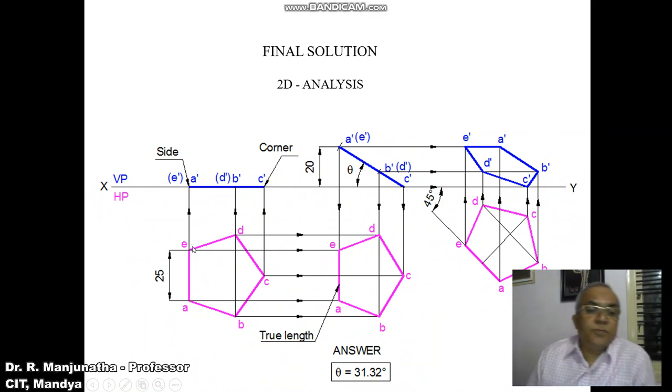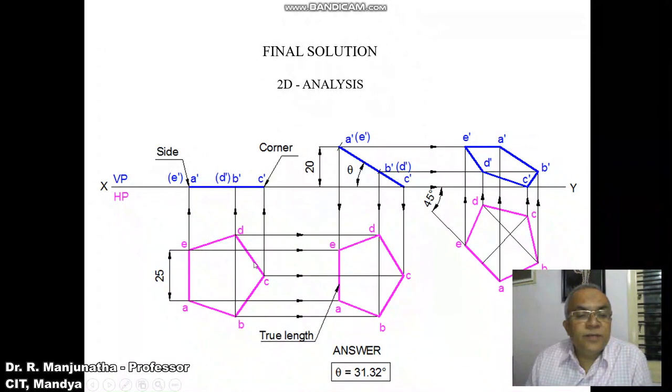So then draw a vertical projector from A and E to the XY line, and draw a vertical projector from B and D to the XY line, and draw a vertical projector from C to the XY line. And then, as you see from the front view, ABC is near to the observer, so A dash, B dash, C dash is visible, and D and E is away from the observer, so D dash and E dash become invisible. So one end is a side. How do I know that? When you look from the top view, you are getting a line, and this is a corner. How do I know that? When it is looked from the top view, you are getting a corner point, which is C.